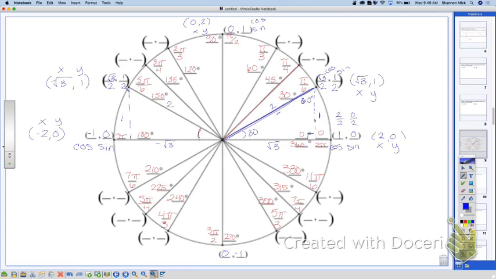740. Radians. 7 pi over 6, right? Okay. I don't want to do everything again. I don't want to make another triangle. Do I need to?